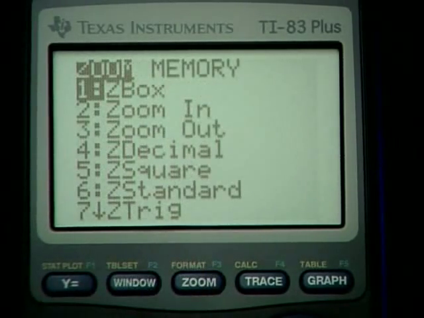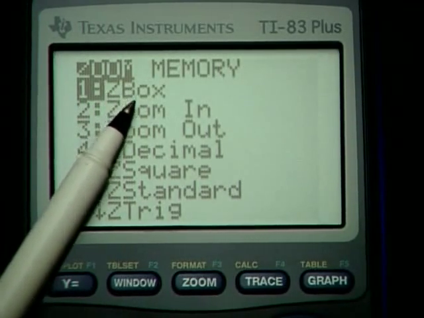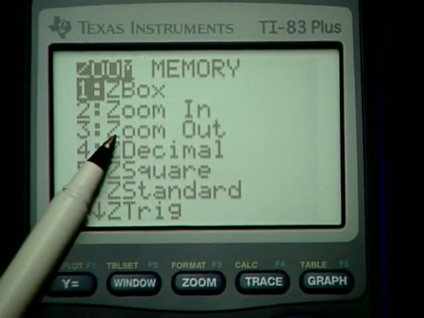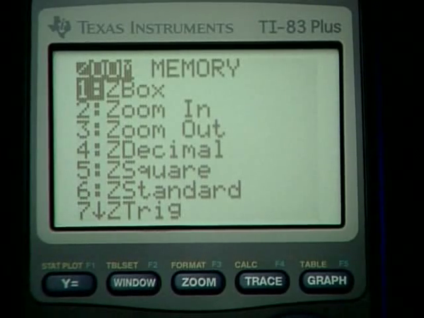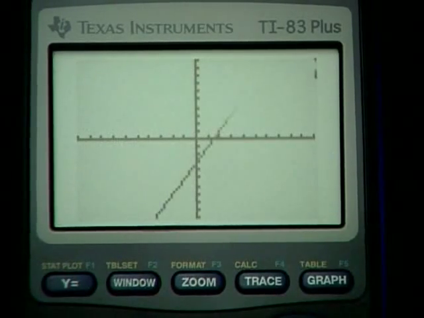The zoom feature allows us to zoom in or out in various ways, and we'll also investigate these in just a little bit. But do notice that we can zoom in on a box that we create. We can zoom in at a point that we designate. We can zoom out from a point that we designate, and so on. The trace feature we'll look at in a little while. Here's the graph of the equation that we just entered.